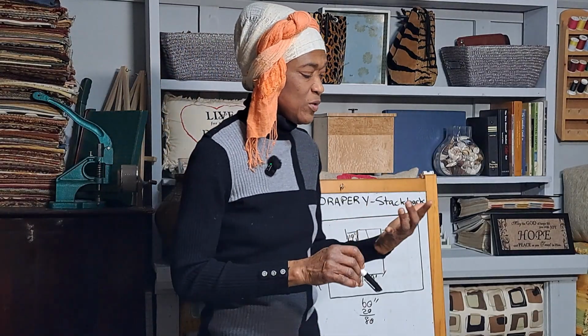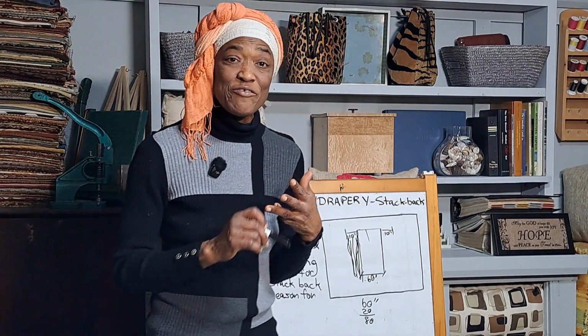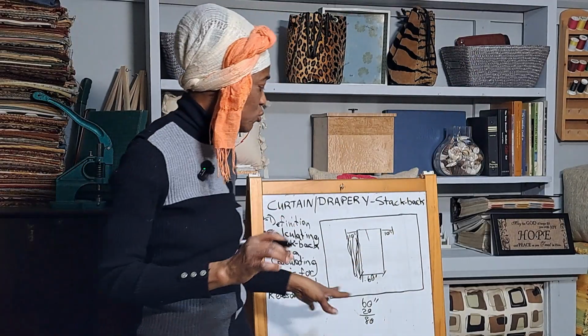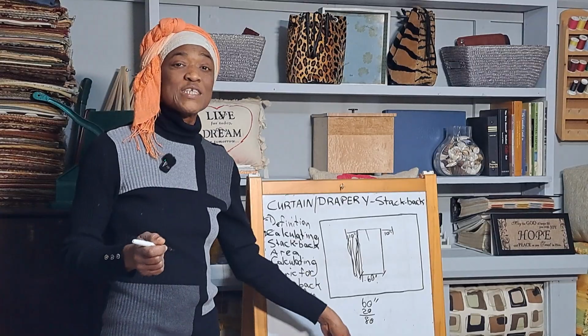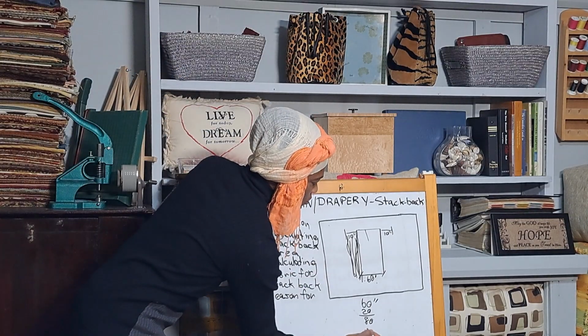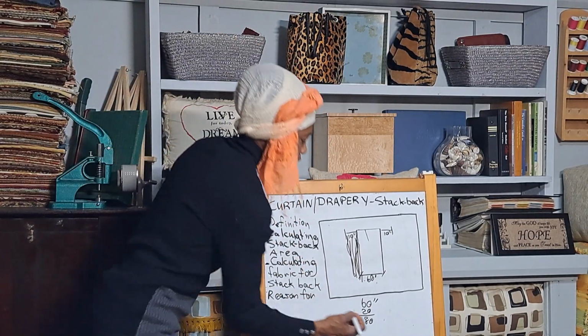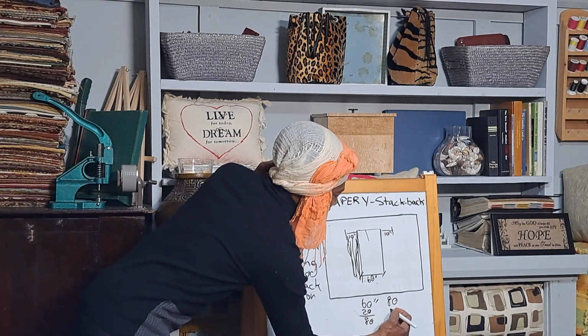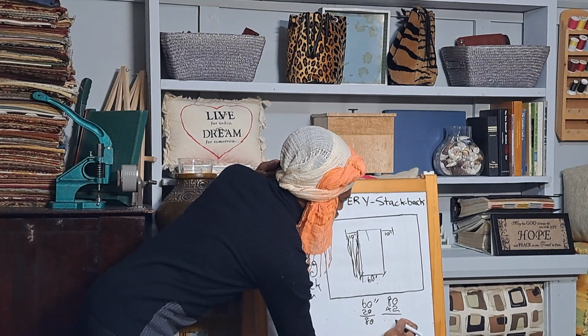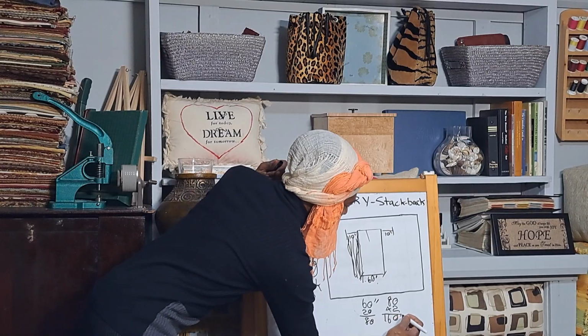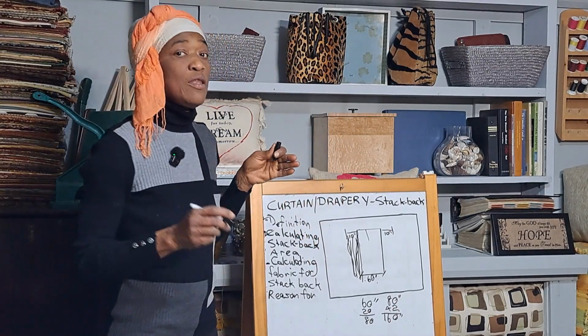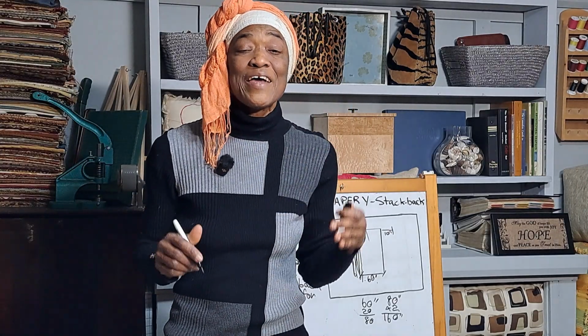It can be 2 times fullness, double fullness, 2.5, or 3, or even more than 3. It depends on the size of your window, the look you're going for, and the type of heading you are using. Let's use 2 times fullness here. So if we're using 2 times fullness, then we'd multiply 80 by 2. That's 160 inches.